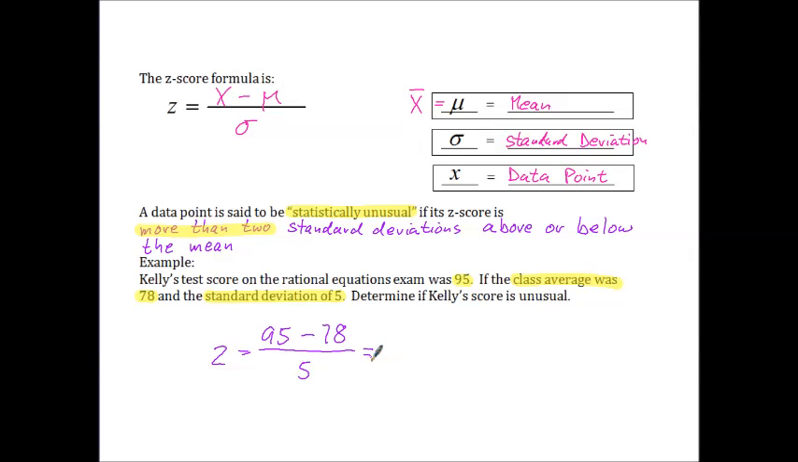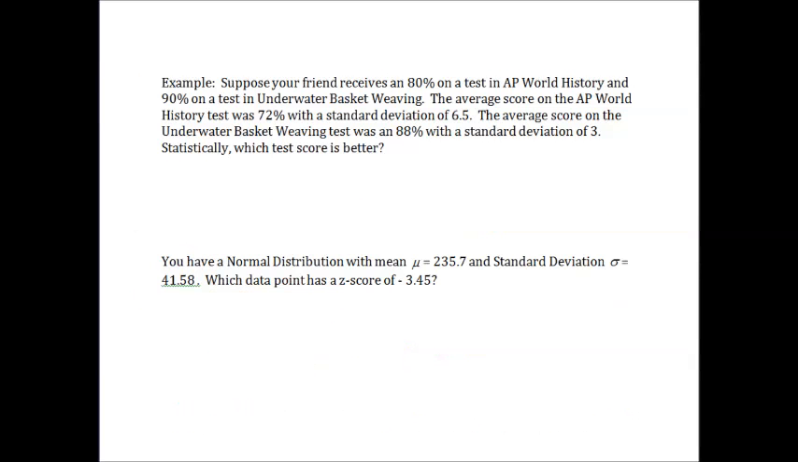95 minus 78 is 17. Divided by 5, we get 3.4. Now 3.4 is way above 2. So we can say, yes, Kelly's test score is unusual. And it is unusually good, in fact. So well done, Kelly. Let's look at this next example.